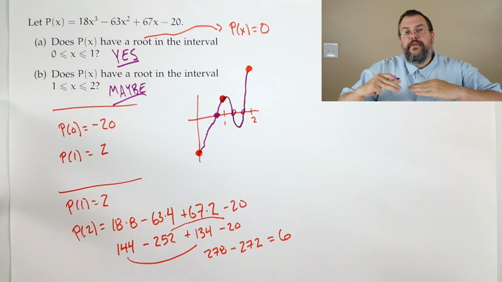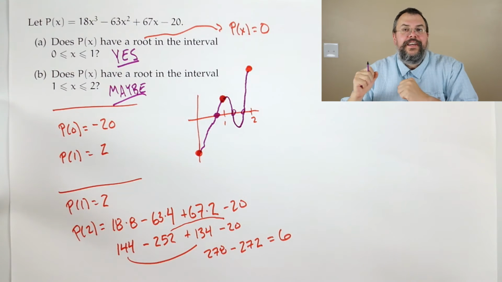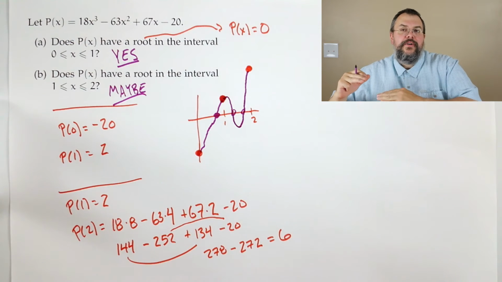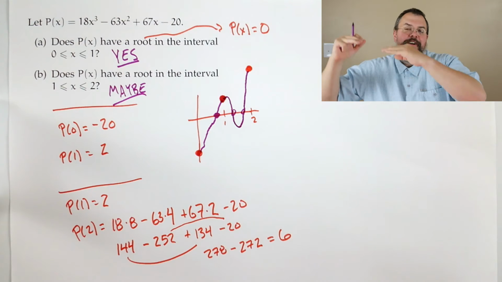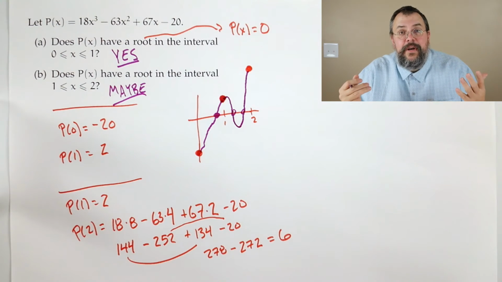It can say if I'm below something and end up above something, I had to hit the something. But if I start and end below, it doesn't mean I missed it. Or if I start and end up above, it doesn't mean I missed it. It just says I don't have enough information.